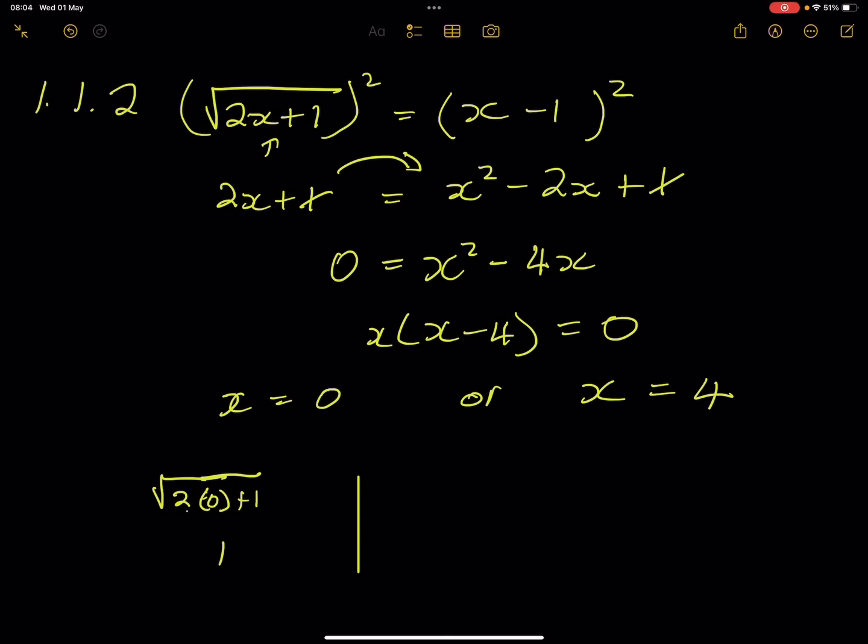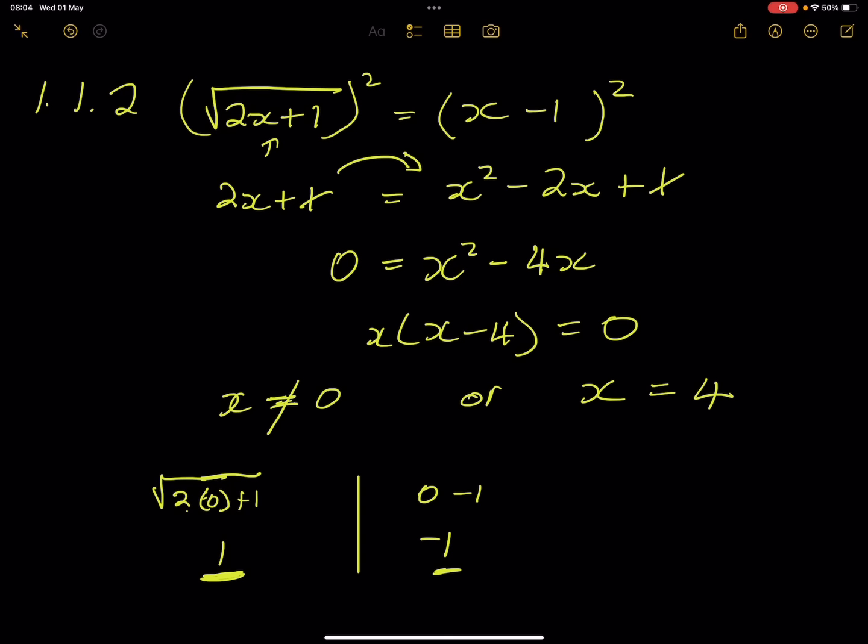And on the other side, I've got x minus 1. So remember, x is 0. So 0 minus 1 gives us negative 1. So there's no way that you can have a positive square root giving you a negative solution. So that means that x cannot be equal to 0.